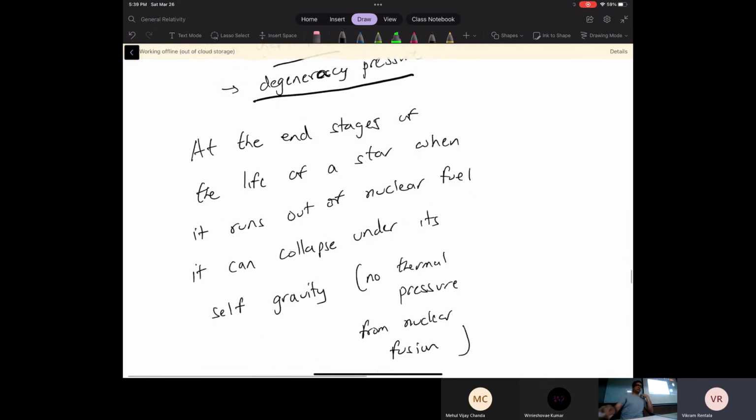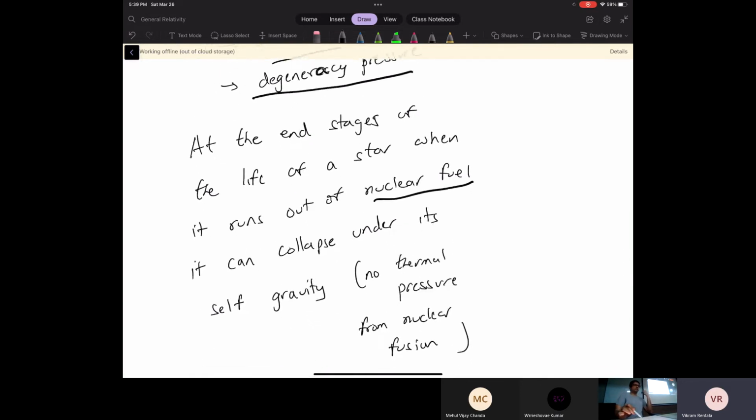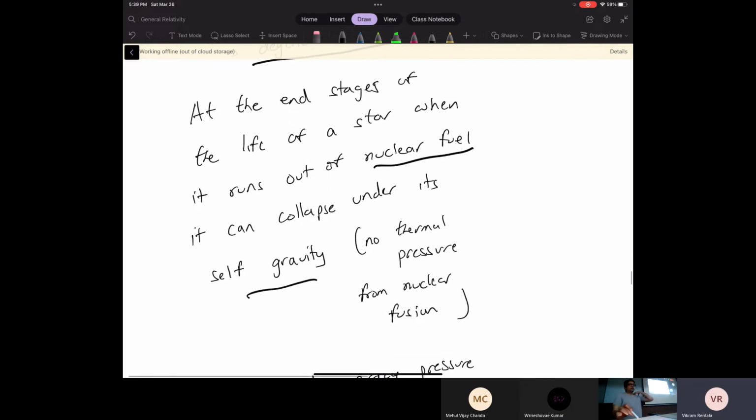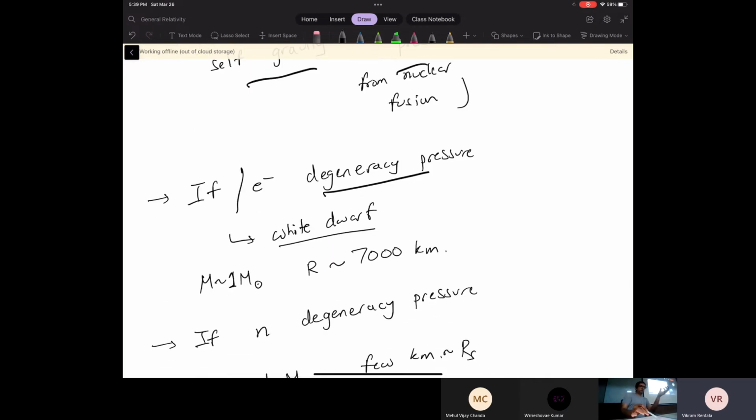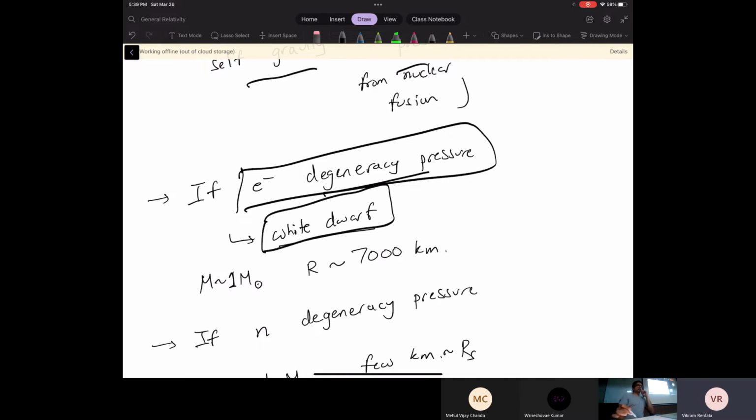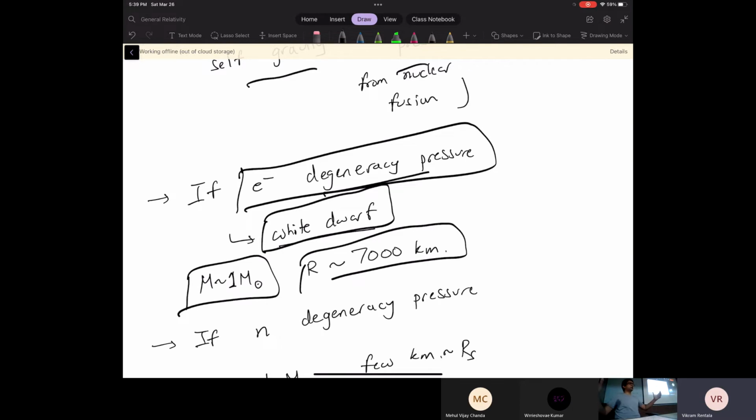So at the end stages of the life of a star, when it runs out of nuclear fuel, it can collapse under its self-gravity if there's no thermal pressure. But then degeneracy pressure can prevent further collapse. Subramaniam Chandrasekhar actually showed, in the 1930s on a boat ride to England, that electron degeneracy pressure will prevent stars from collapsing. They will collapse to what are called white dwarfs, where the radius is still very large. A solar mass object will collapse to something which still has a radius of 7,000 kilometers. Still pretty large compared to that 3 kilometers, so strong gravity effects will not be important.